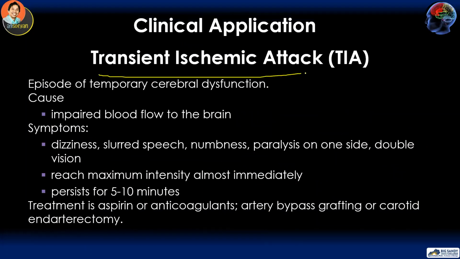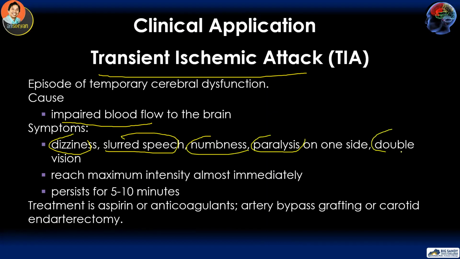Transient ischemic attack, TIA. This is an episode of temporary cerebral dysfunction, maybe caused by impaired blood flow to the brain. Symptoms include dizziness, difficulty speaking, numbness, paralysis on one side, and double vision. These are some common symptoms of TIA.